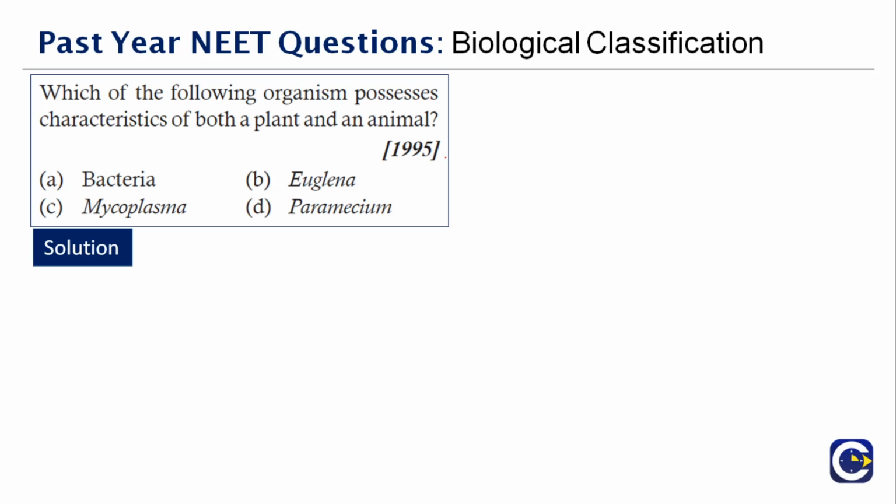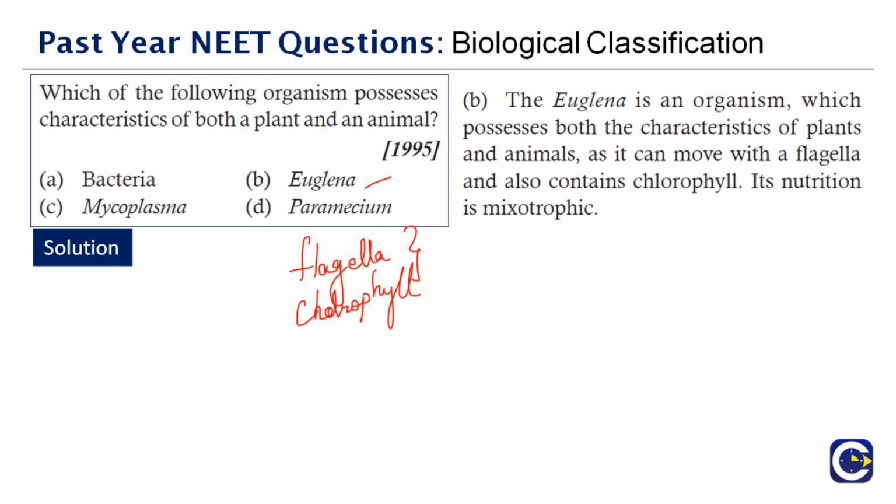Euglena is an organism which possesses both the characteristics of a plant and an animal, as it has flagella. See, the flagella makes it an animal-like structure. Okay, and the chlorophyll that is present in it will resemble a plant. So these two features, since they are present in euglenoids, it has characteristics of both plant and animal. Therefore, the correct answer to this question is option B. In nutrition, it is mixotrophic, that is, it comprises both.